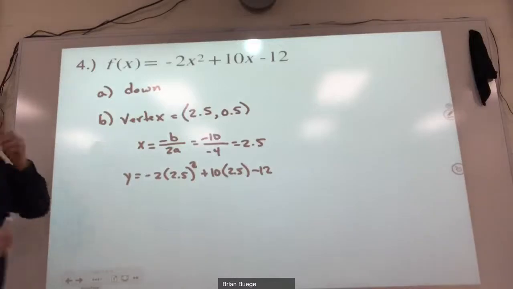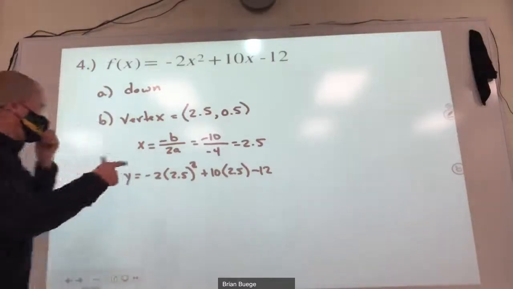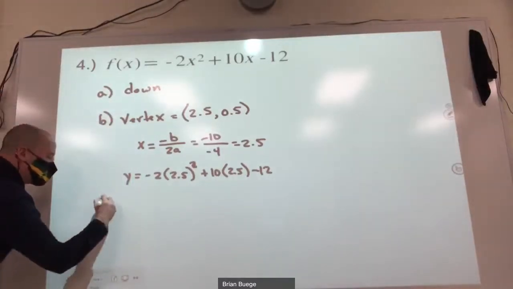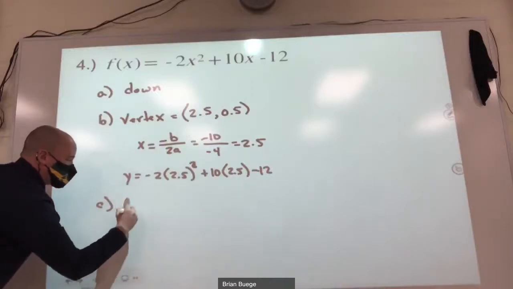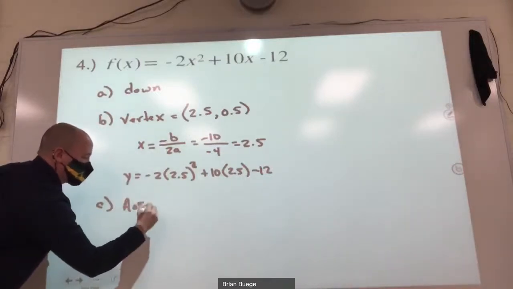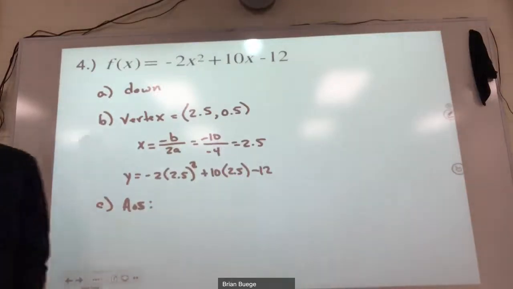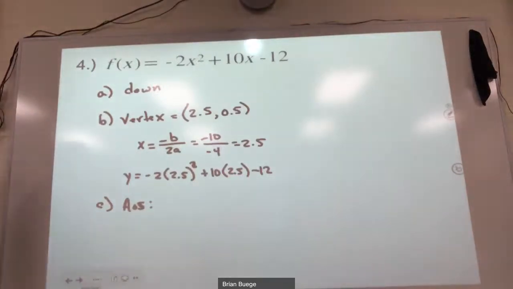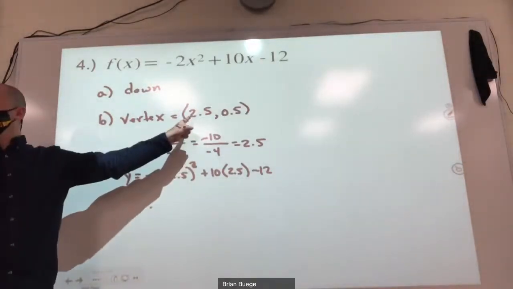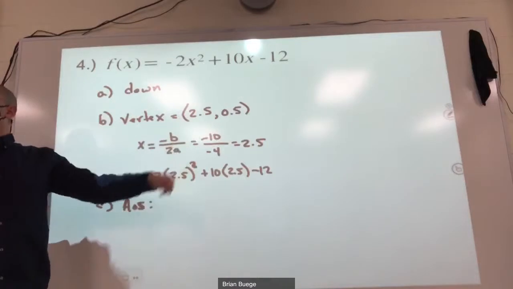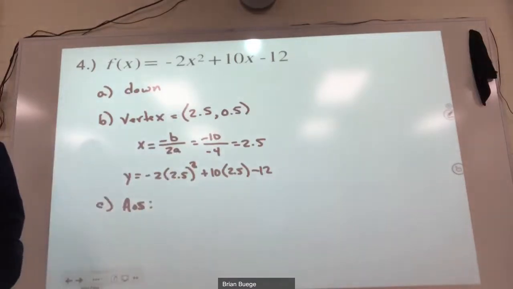Okay? Let's go to, which, by the way, as long as we're on this, I'm going to call part C, axis of symmetry. I'm just going to say AOS. Which means I'm looking for the equation of the line. What's my equation of the line for the axis of symmetry here? Yeah, it goes right through the vertex. X equals, because it's a vertical line. That's the equation of all vertical lines.